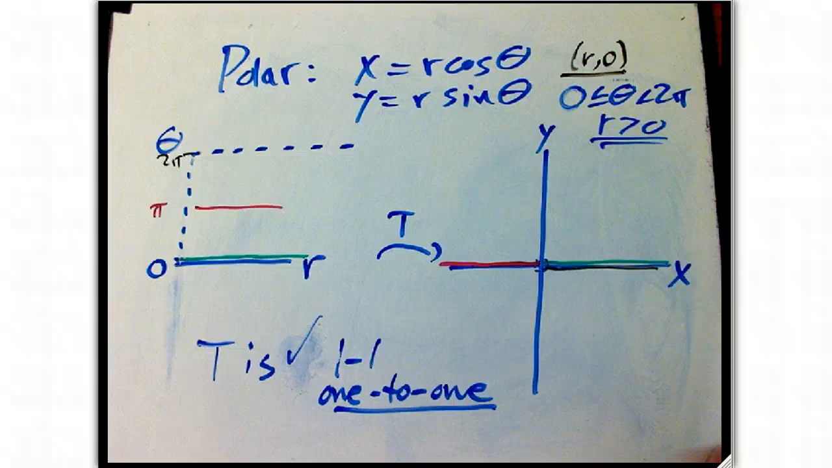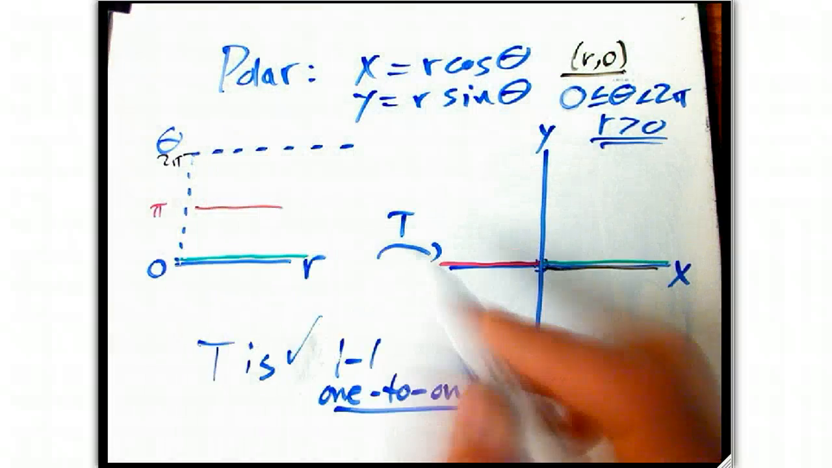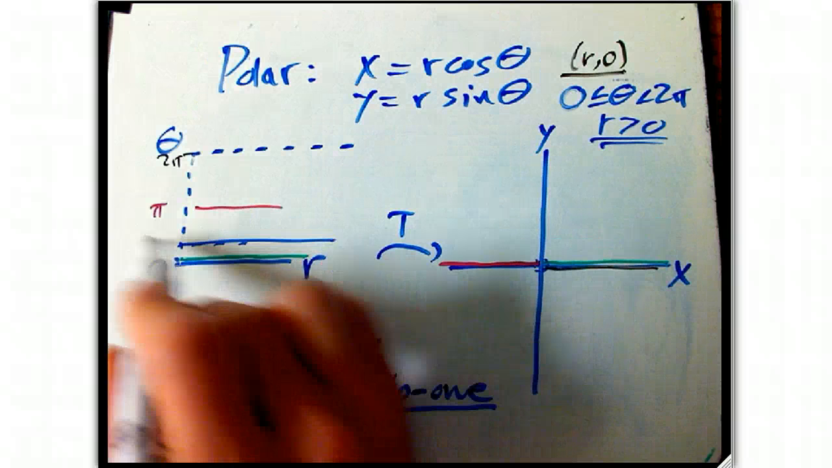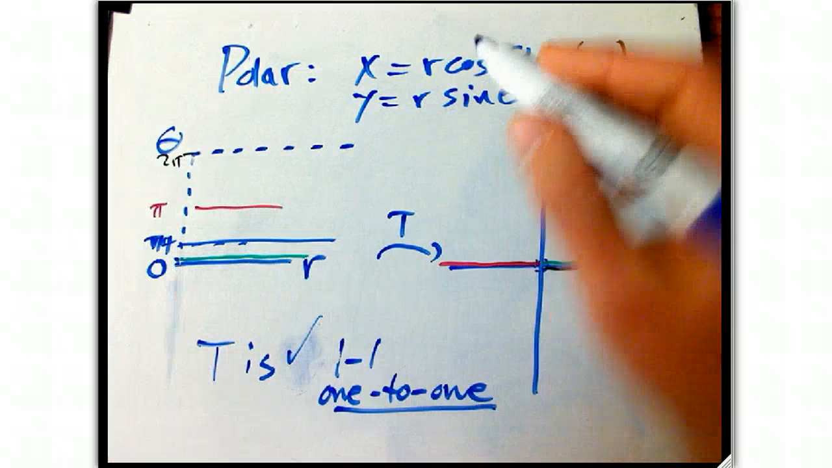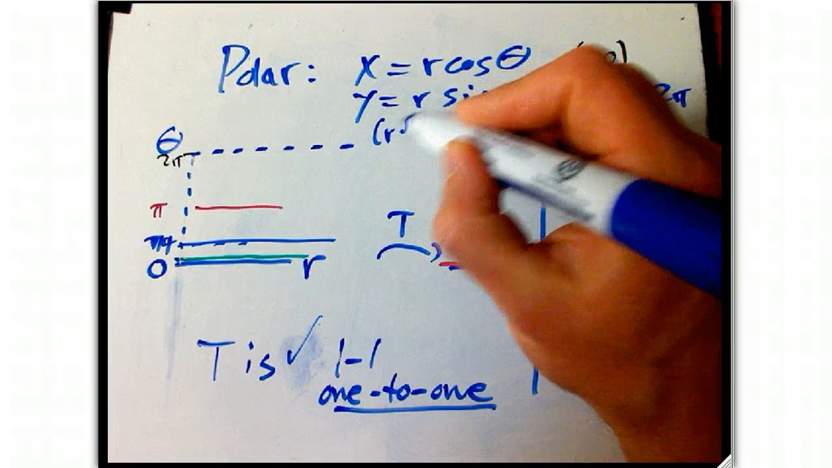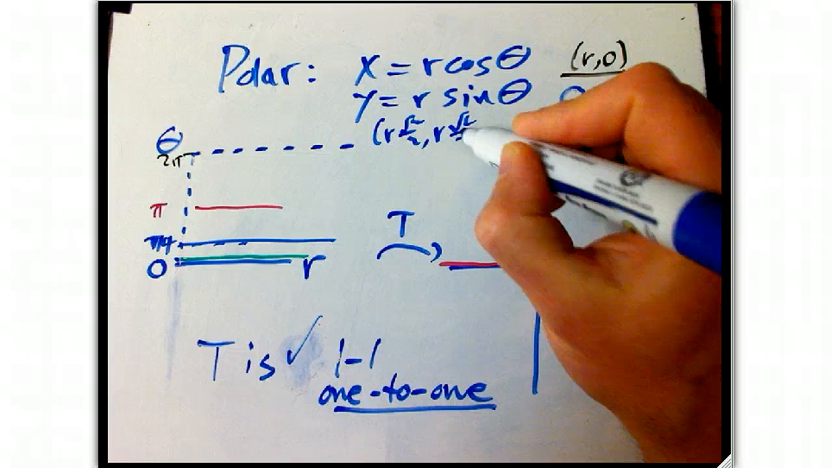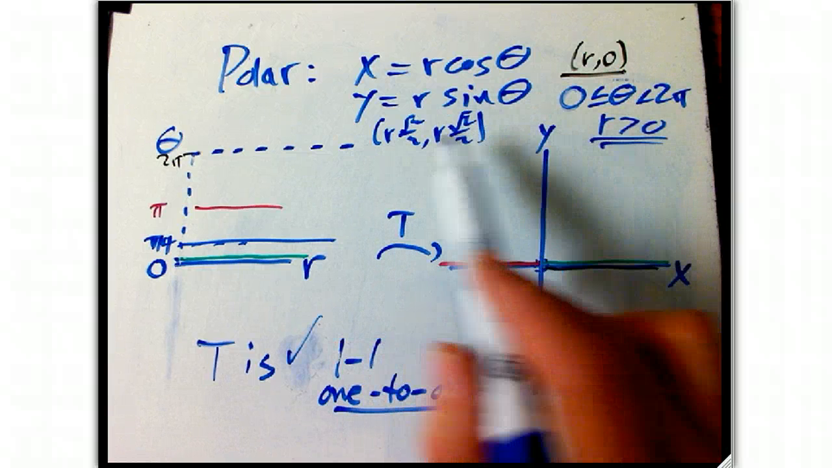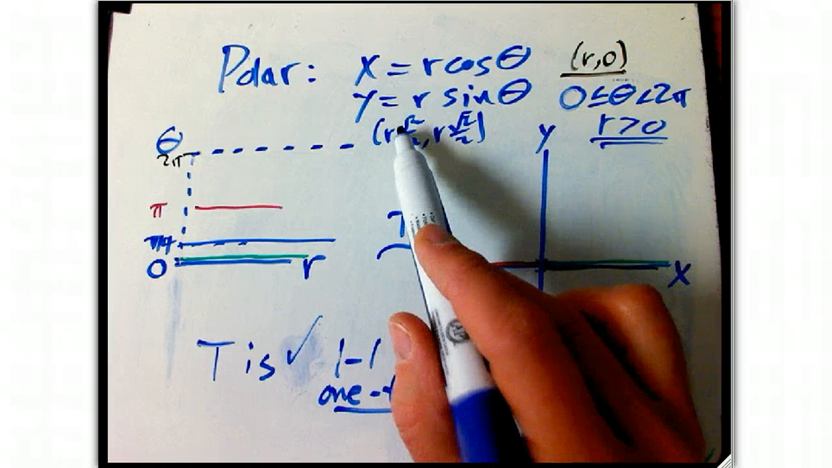Okay, so a little more pushing forward. If we push forward theta equals pi over 4, what are we going to get? We're going to get all things of the form r times root 2 over 2, where r is any number. So that's some sort of curve in the plane. X equals r root 2 over 2, and y happens to be the same thing.